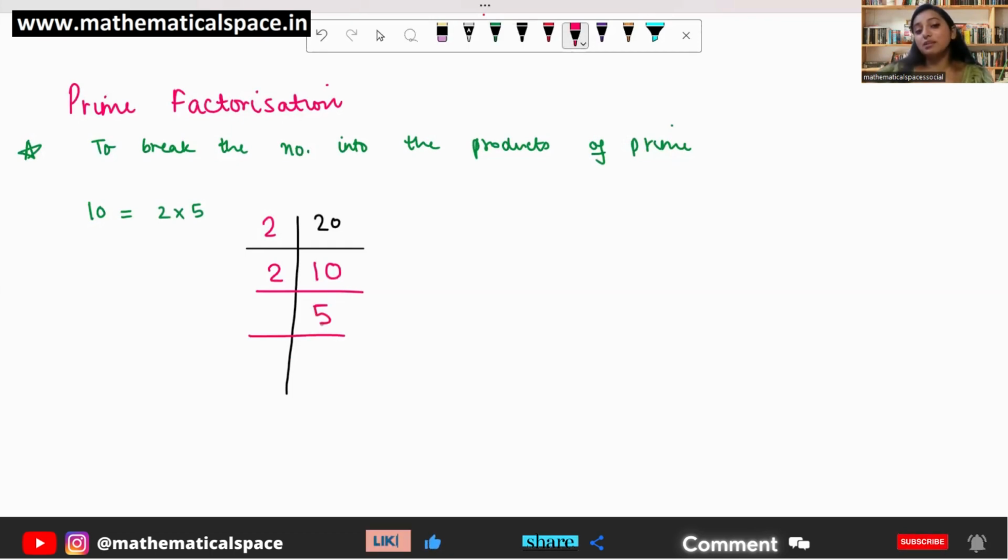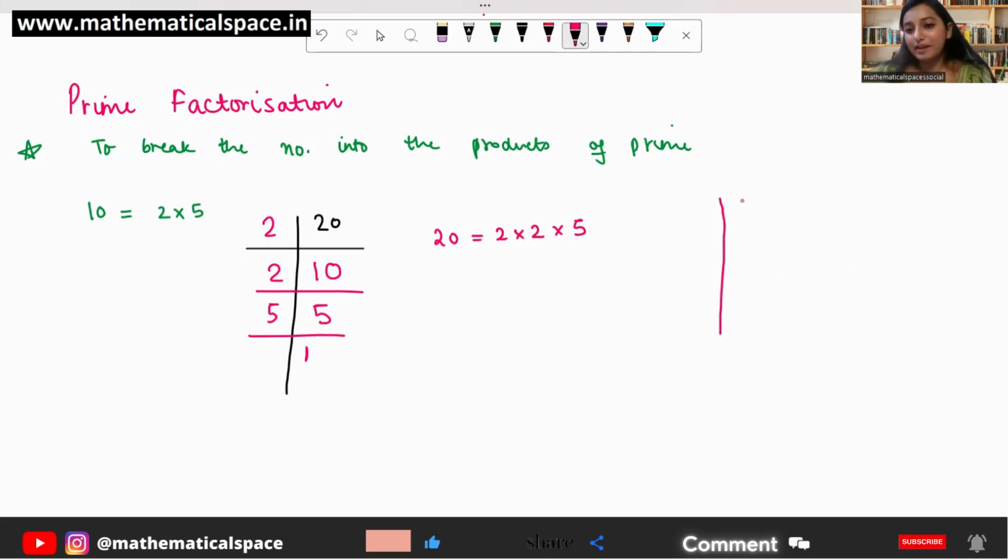Now think of a number that divides 5. As we know, 5 is a prime number, so we'll divide 5 by 5. What do we get? We get 1. So we have to do this process until we get 1. So what are the prime factors of 20? It is 2 times 2 times 5. Clear? Let's find out the prime factors of another number.